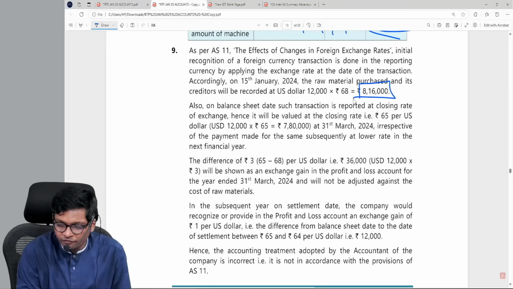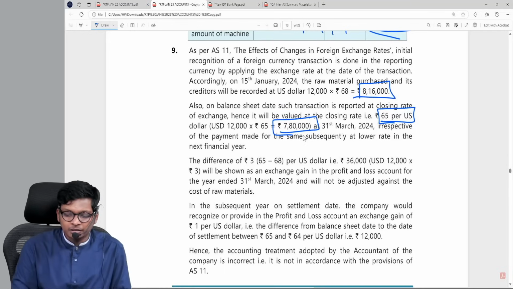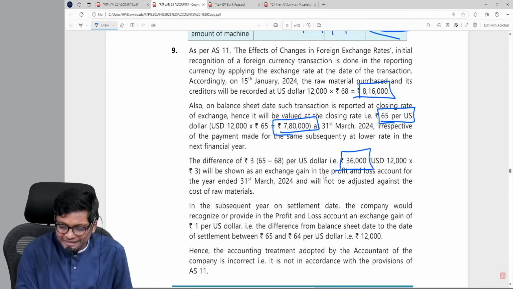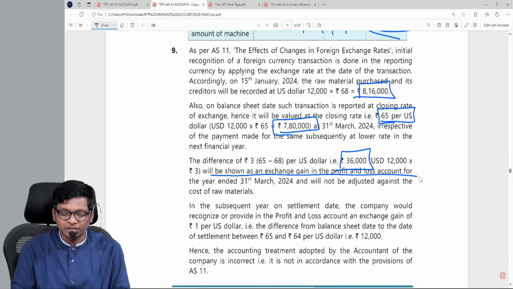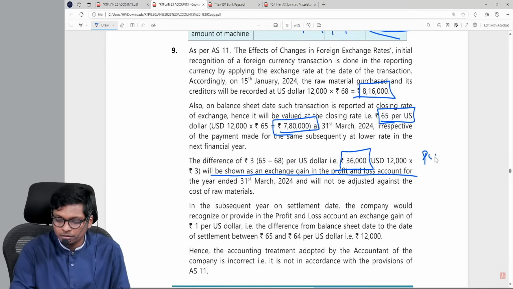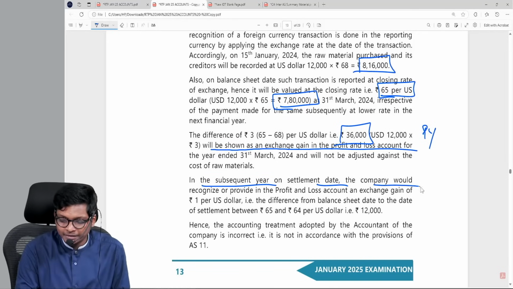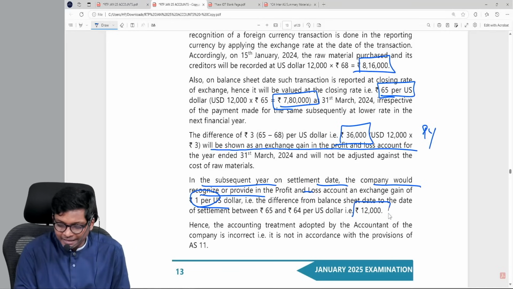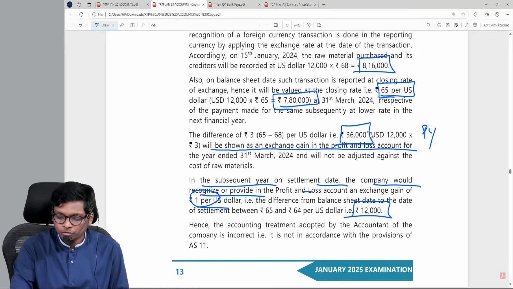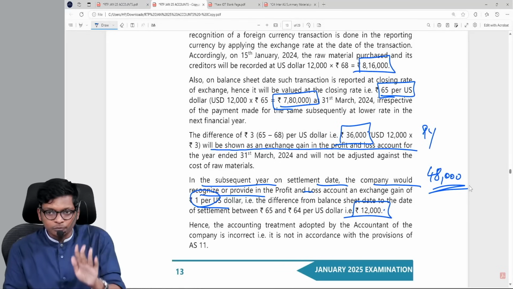First I created for 8 lakh 16,000. Then after it became 65, the value became 7 lakh 80. Therefore you are saving 36,000, which is reversal, which will be shown as an exchange gain. This is the previous year. In the subsequent year, on the settlement date, the company would again recognize the gain of rupees 1 per dollar. Again, the gain is 12,000. So 36,000 plus 12,000, the gain is totally 48,000. This is what we have to do.